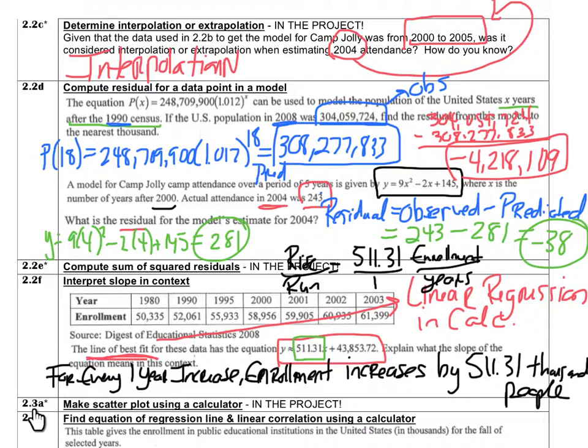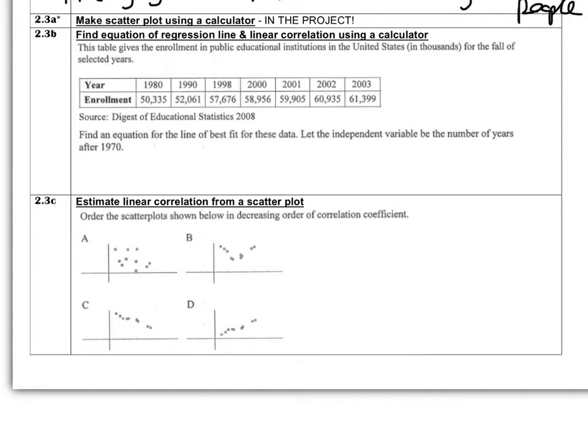Now 2.3a, make a scatter plot using a calculator, will also be covered within the project. 2.3b, find an equation of the regression line and the linear correlation using a calculator. So again, we're back to the public education institutions enrollment in thousands for the various years here in the numbers. Here again, find the equation for the line of best fit. So line of best fit means in the calculator do linear regression.